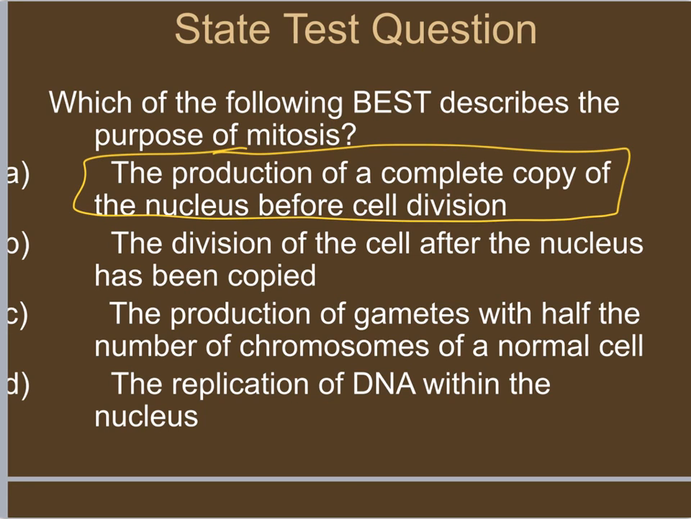making a new nucleus, okay, or the nuclear division before the cell actually finishes dividing. Division of the cell after the nucleus has been copied, this would be cytokinesis. Production of gametes, that would be meiosis, which is the next video. And then the replication of DNA within the nucleus, that's interphase, specifically the S phase.